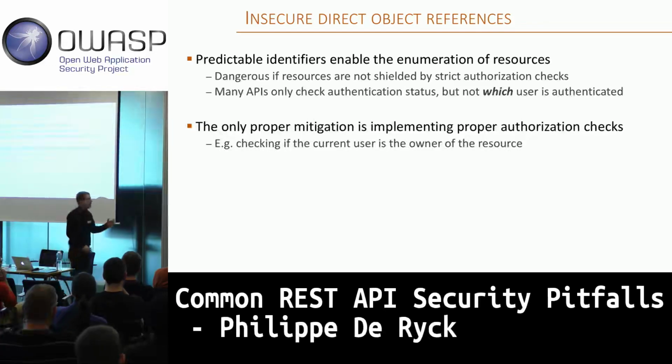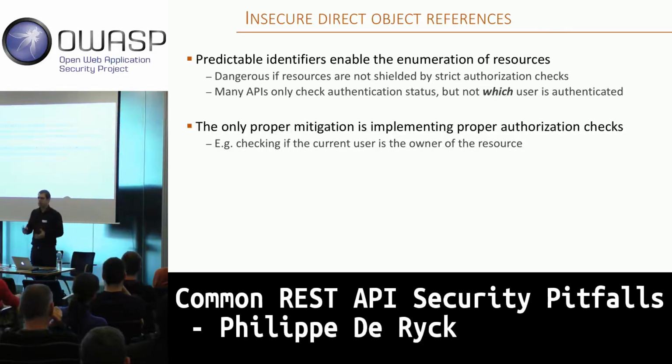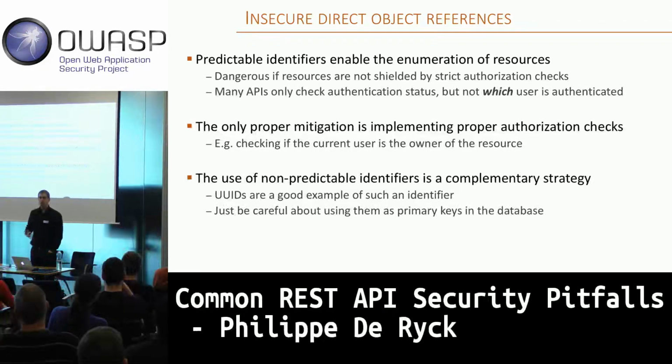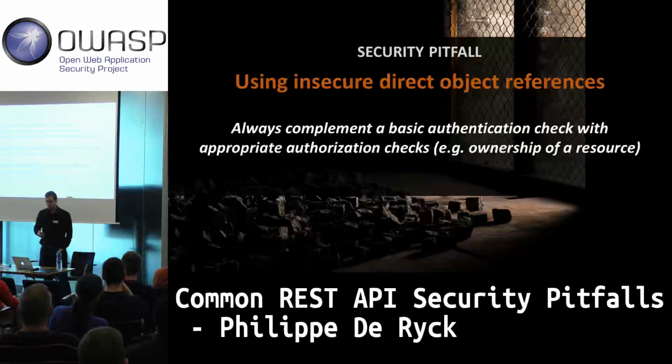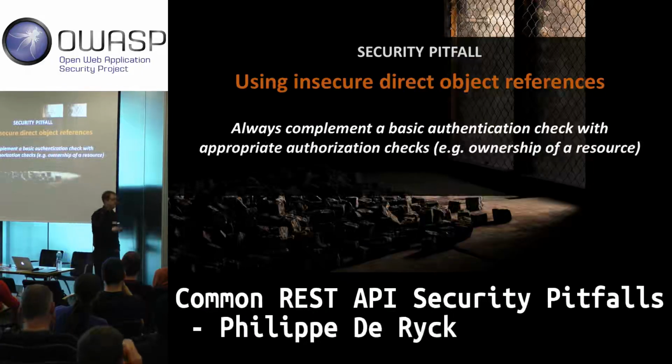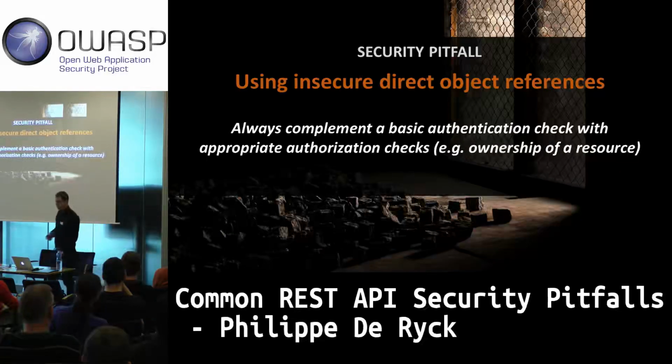So the only proper mitigation here is implementing access control checks. The fact that these direct object references are insecure is because there's missing authorization there. Complementary to that, you can, of course, start to use non-predictable identifiers, but that's not always necessary, and that by itself is not enough as a countermeasure. So that's something definitely to keep in mind. So again, a security pitfall to wrap this one up, the fact that you have missing authorization on these calls to your API is definitely a problem in many, many scenarios.